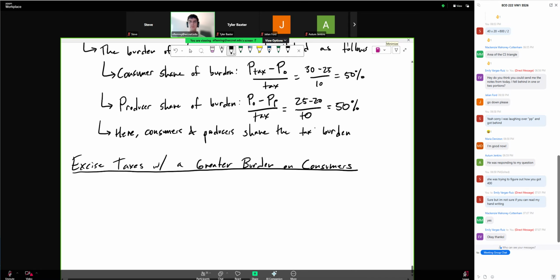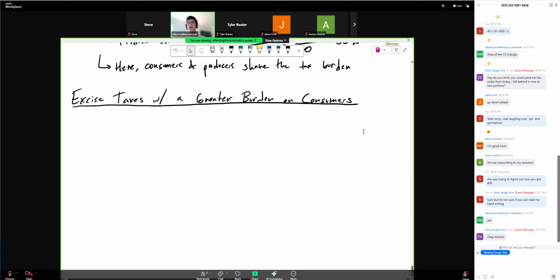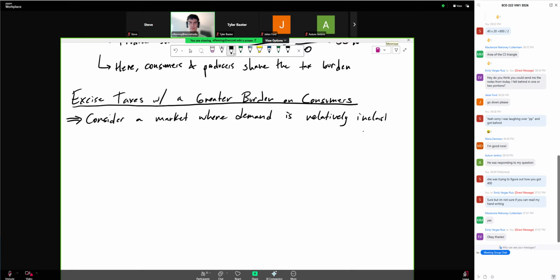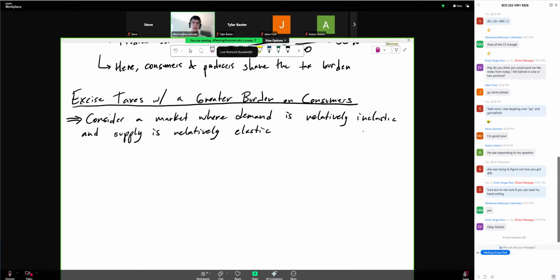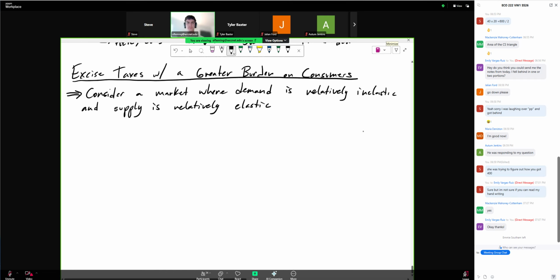So up here, producers and consumers shared the burden of the tax evenly at 50%. Now what is a market going to look like if consumers have to eat more of the cost, as Steve put it earlier? Well, let's consider a market where demand is relatively inelastic and supply is relatively elastic. As we're going to see, this is going to produce a situation where consumers bear more of the tax burden. Okay. So let's see what this looks like.